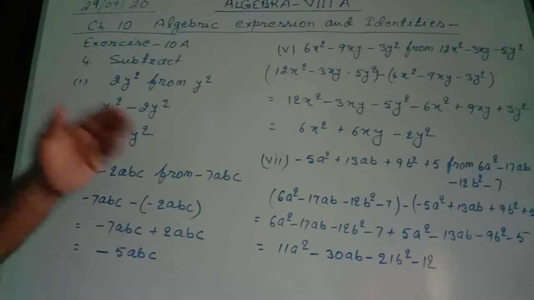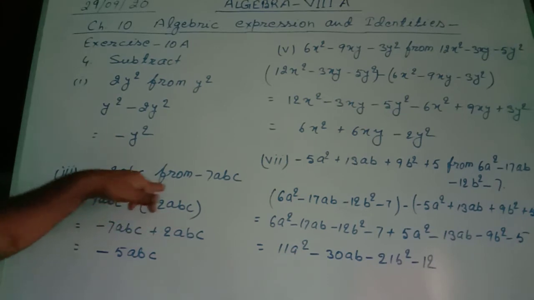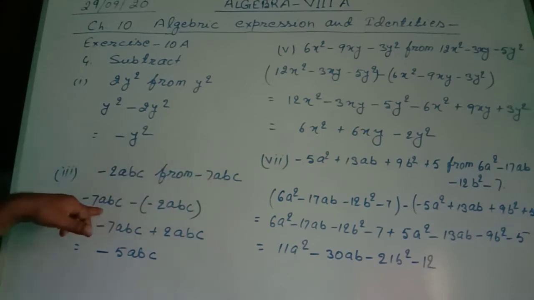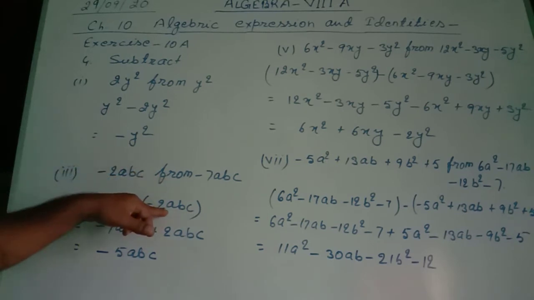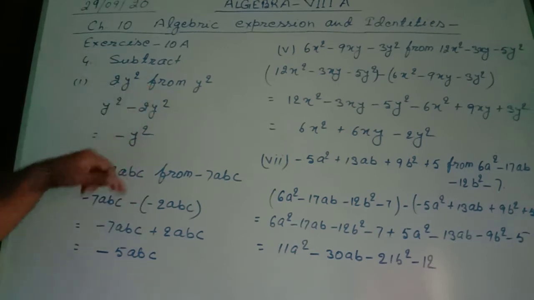So again I repeat this. What is written after from you write at first, and what is written before from you write at last. Between these two you give the sign of minus. In this question minus 7abc is written after from, so I wrote at first. And minus 2abc is written before from, I wrote here minus 2abc. Between these two I gave the sign of minus because we are asked to subtract.